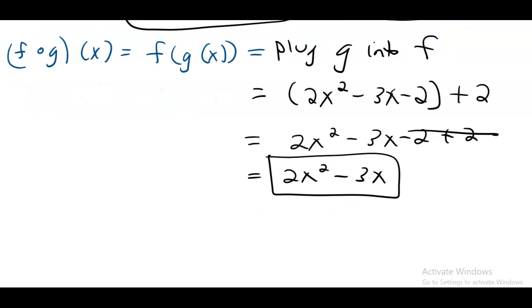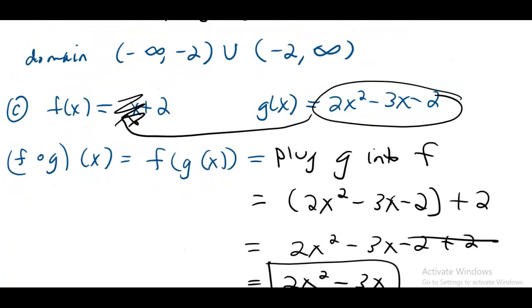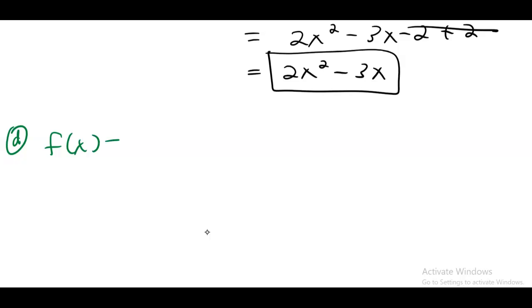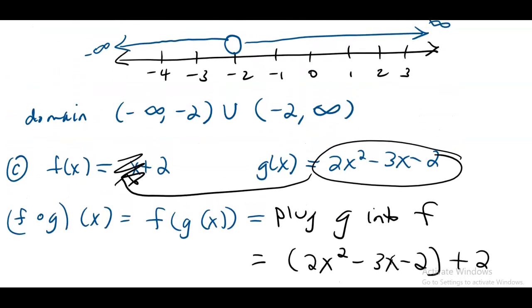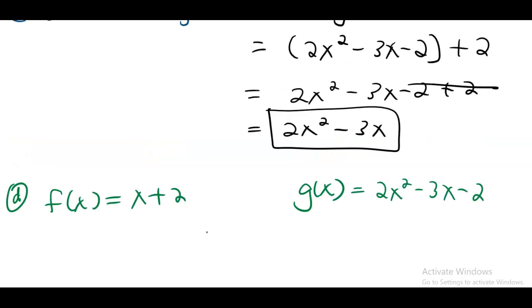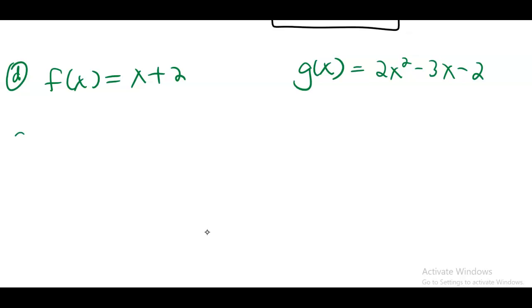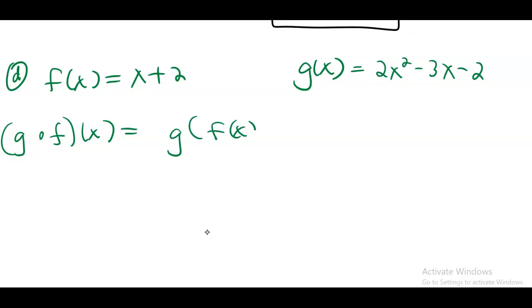Now we're going to reverse it, like Missy Elliott said. So part D, f of x was x plus 2. G of x is 2x squared minus 3x minus 2. Make sure I have it right. Okay. And now we want to find g of f of x, which means we are taking f and putting it into g. So we're going to plug f into g.